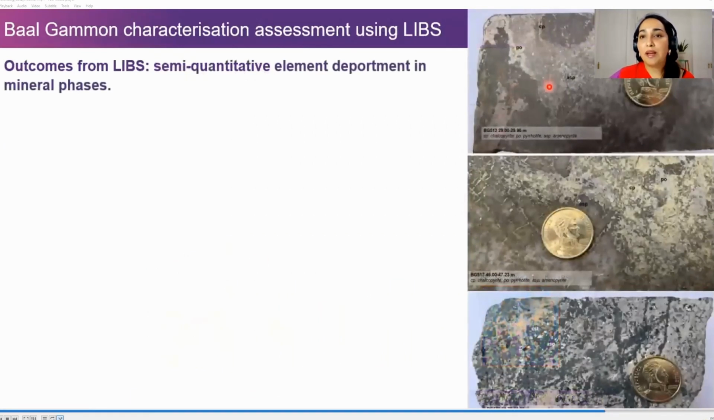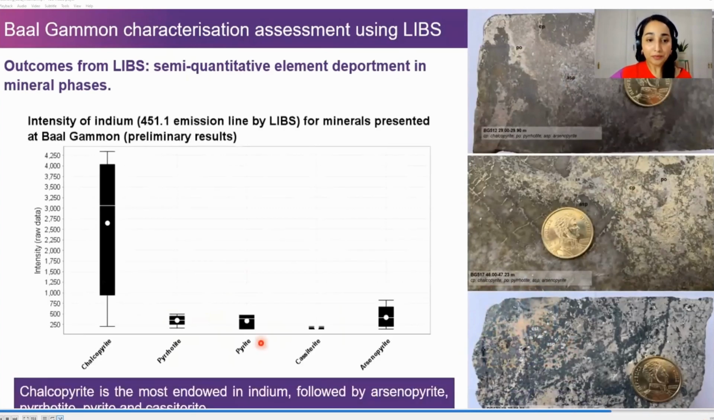Here is another picture that shows different minerals such as pyrrhotite, arsenopyrite, and chalcopyrite, and here the brown one is cassiterite and the white one is arsenopyrite. I split all the raw intensity data for each mineral, which allows us to recognize which mineral can host more indium in terms of intensity. So it's semi-quantitative information, but also very important. In that case, chalcopyrite is the most endowed in indium, followed by arsenopyrite, pyrrhotite, pyrite, and cassiterite.